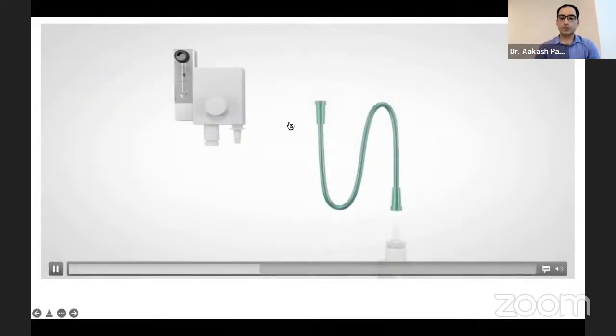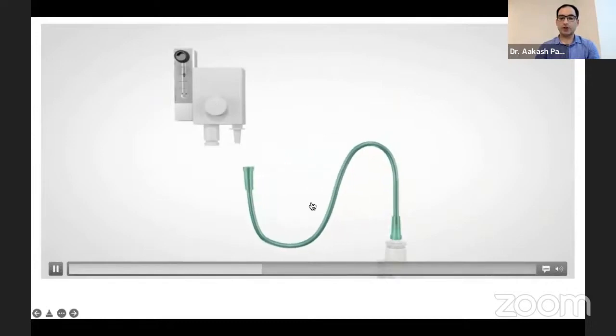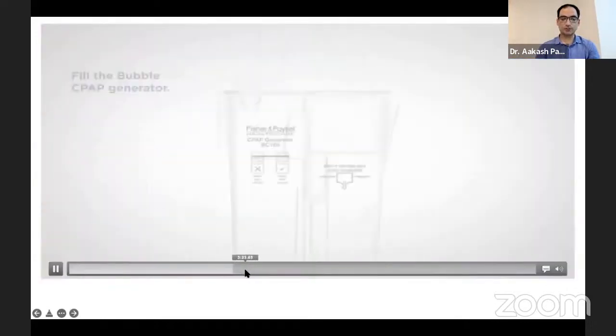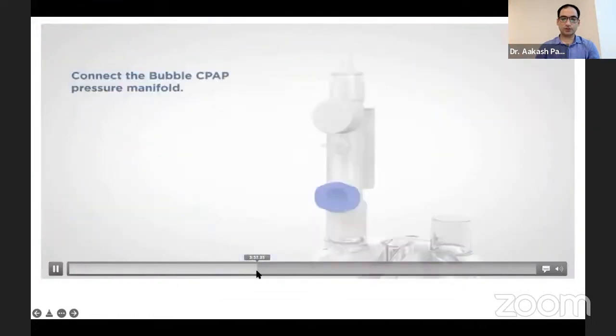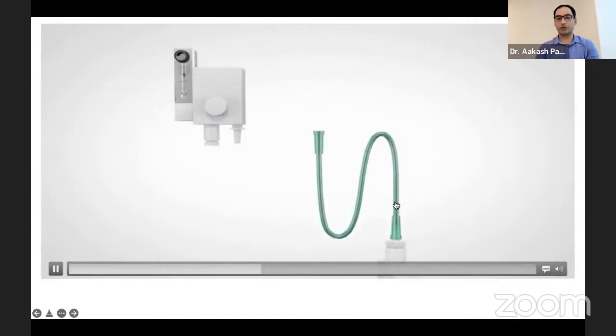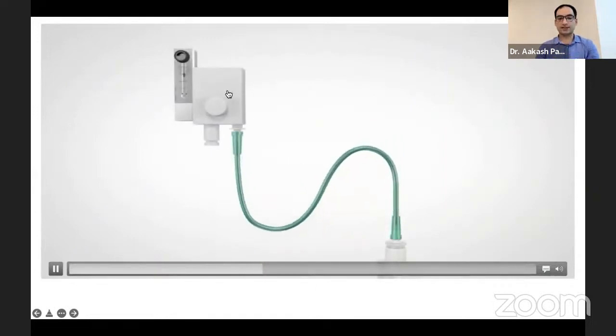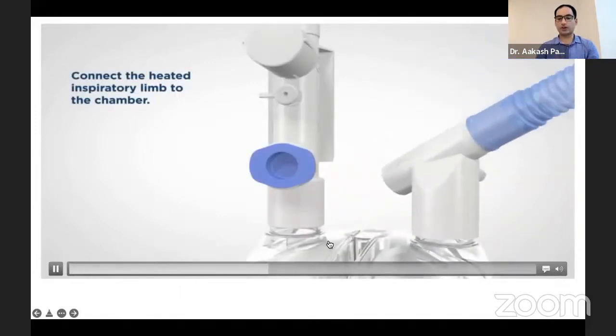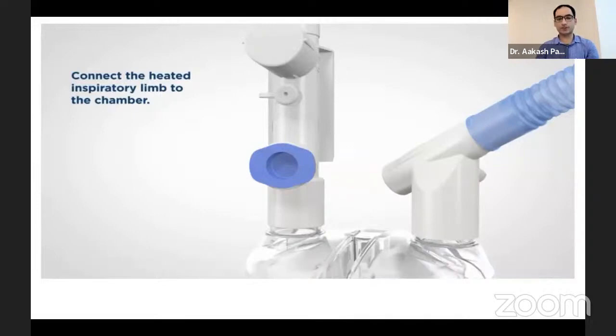Now, this is the blender. One part of this green tubing goes to the blender, and the other is attached to the pressure manifold. So the gases with the desired FiO2 move from that blender through this manifold into the humidification chamber. Then to connect the inspiratory limb, we have this elbow joint type of circuit, and we connect it to the other part of the humidification chamber.